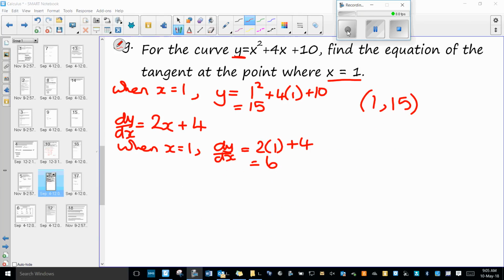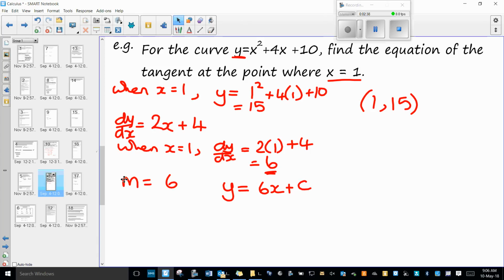Alright, so we know that the value of m is 6 in this case, because that's what we just found here. So my equation is going to be y equals 6x plus c. Well, obviously I can't leave it like that. I need to find the value of c. So it's at this point that this coordinate comes into play, because we know that's the coordinate that the graph goes through. We know that this is the x value and this is the y value.